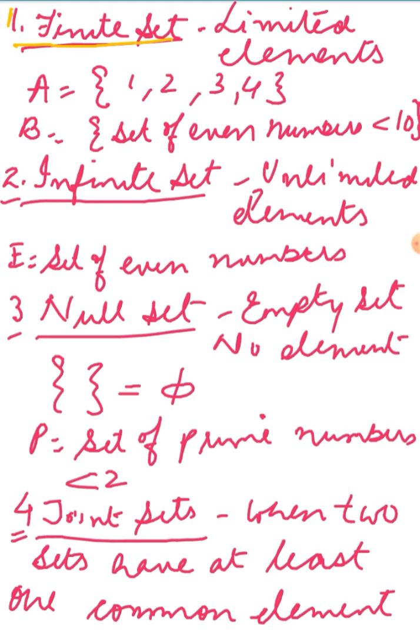Infinite means unlimited elements. Okay. So E is the set of even numbers. So even numbers are unlimited.